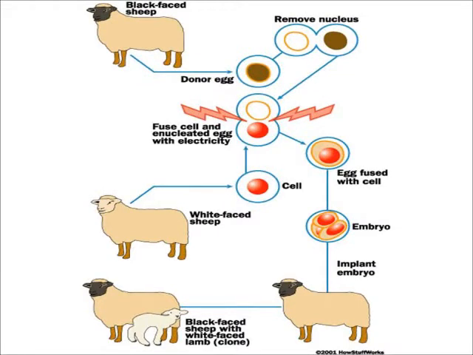As you take a look at the diagram shown on the screen, you can see that Dolly was cloned using the same process as shown before. Instead, they used a black face sheep and a white face sheep, and used the same donor egg and adult cell to implant it into another black face sheep to create Dolly.